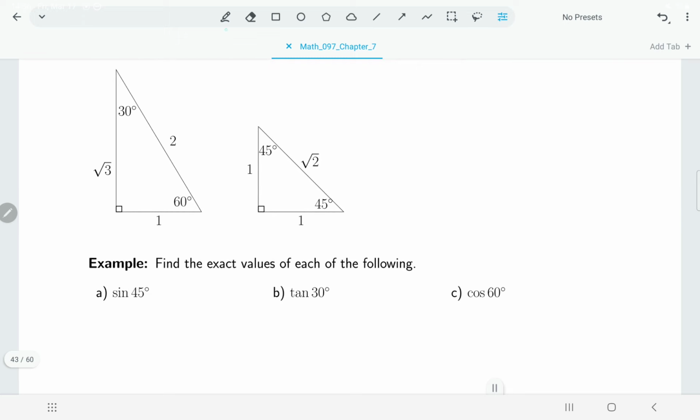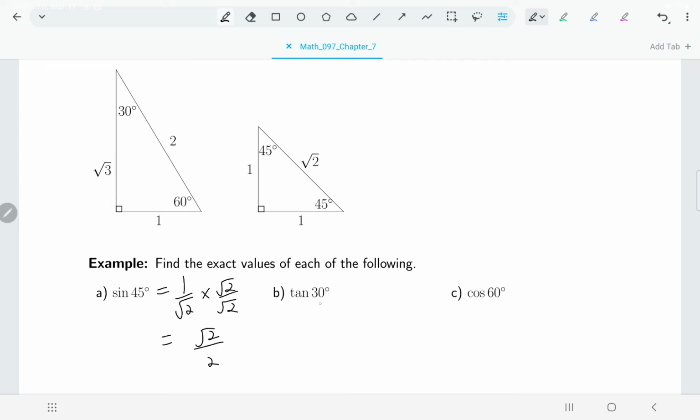So something like finding sine of 45 degrees, I would say, well, sine of 45 using my special triangle, the one with the 45 degrees in it. Sine of 45 should be opposite over hypotenuse. And for 45 degrees, the opposite side is 1, and the hypotenuse is root of 2. And of course, you'd have to rationalize your denominator, and so sine of 45 is root 2 over 2.